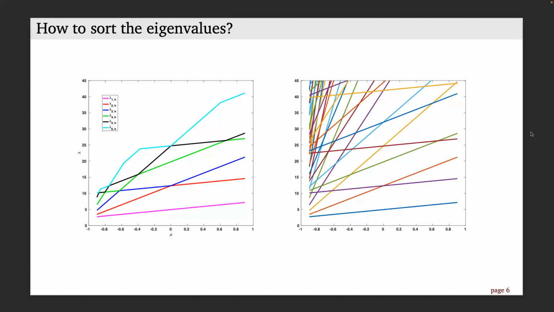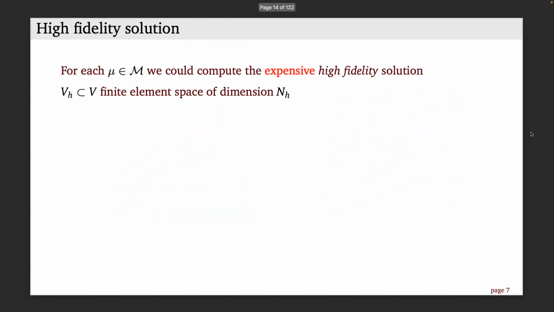And the question is, how do the discrete eigenvalues correspond to the continuous ones? And even the numbering, as I said, is not so easy to detect. Okay? But for the moment, let's forget about that. Let's go on formally with the derivation of the problem, and then we'll see with the numerical examples what it means. Okay, so the high fidelity solution for the eigenvalue problem is constructed exactly the same as for the PDE.